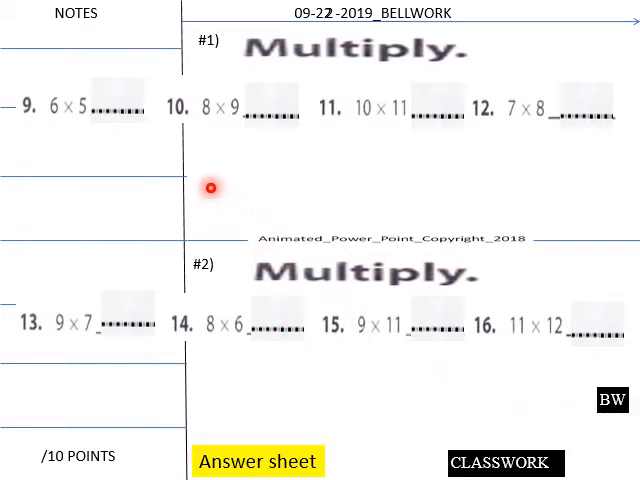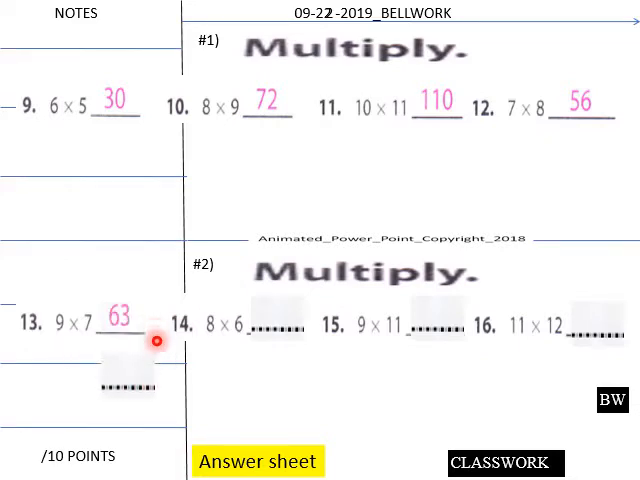Okay, welcome back everybody, and we're going to multiply, so 9, 10, 11, 12 up here. So students, for 6 times 5, I mean, come on, what's this, 3rd grade? 6 times 5 is 30. 8 times 9 is 72. 10 times 11 is 110. 7 times 8 is 56.